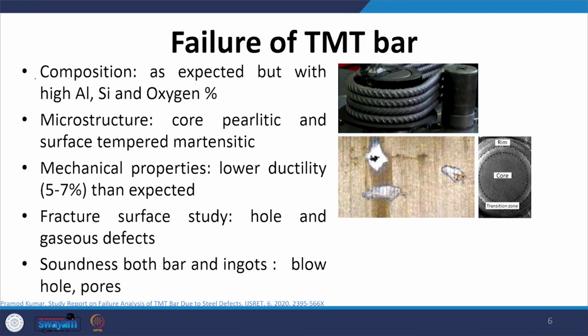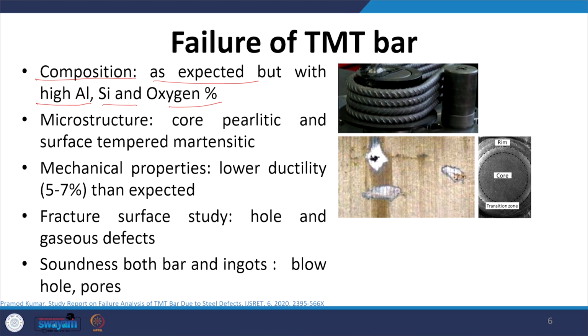When the composition analysis was carried out, it was found to be as expected, but it had higher levels of aluminum, silicon and oxygen, which suggests that there would have been a higher percentage of inclusions and gaseous presence in the metal.